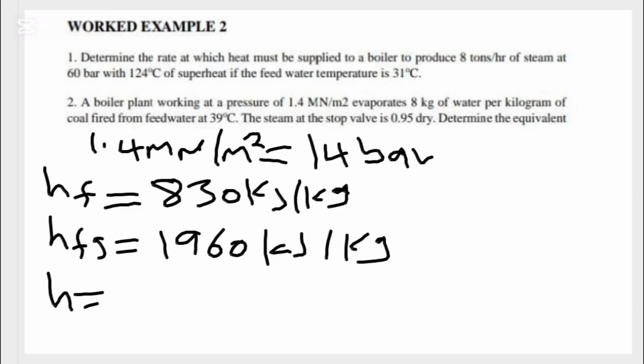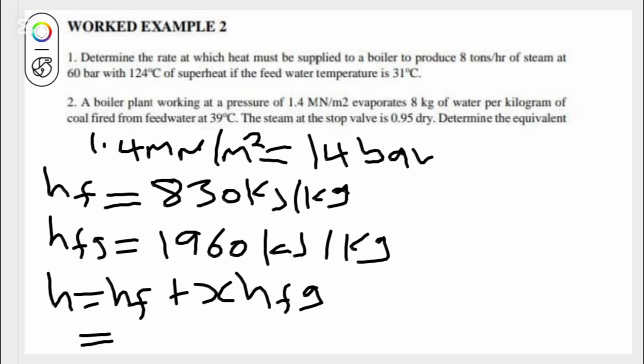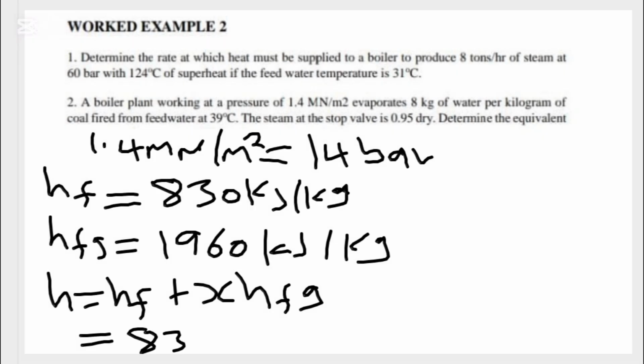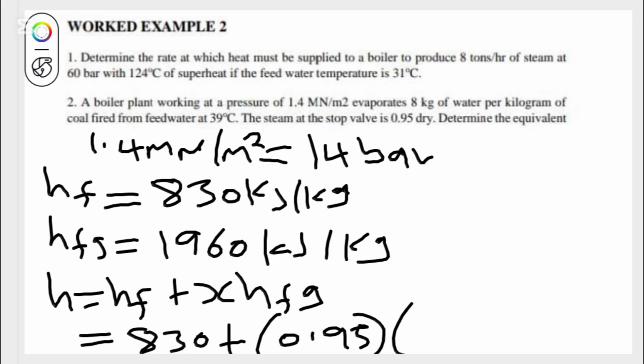So my h will now be equal to h_f plus x h_fg. At the end, what will be the h_f? Which is 830. So I will say 830, and therefore I will say plus the dryness fraction, which is 0.95 multiplied by 1960. So let me see what I am going to get.